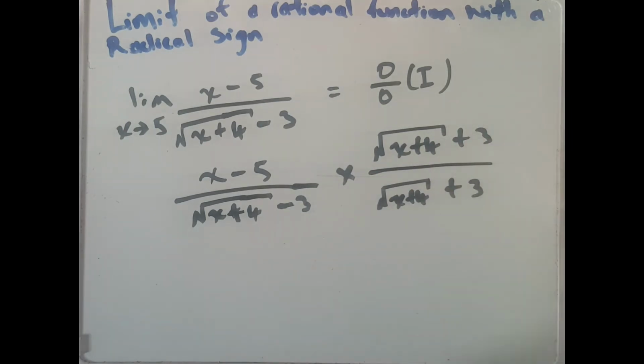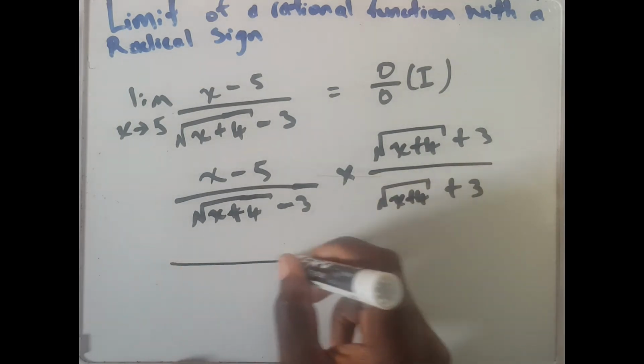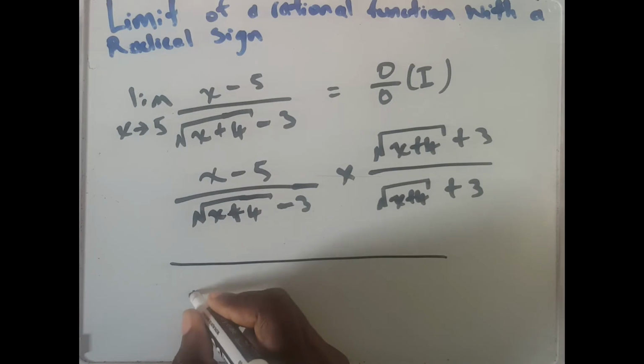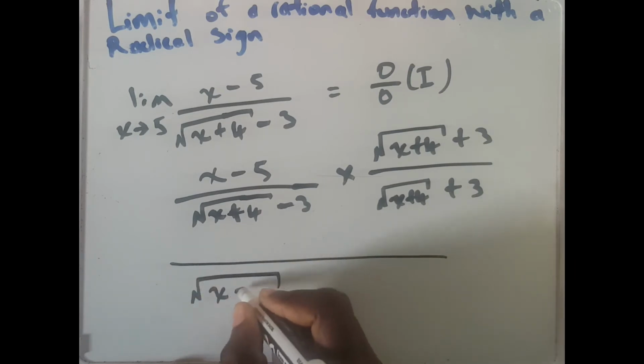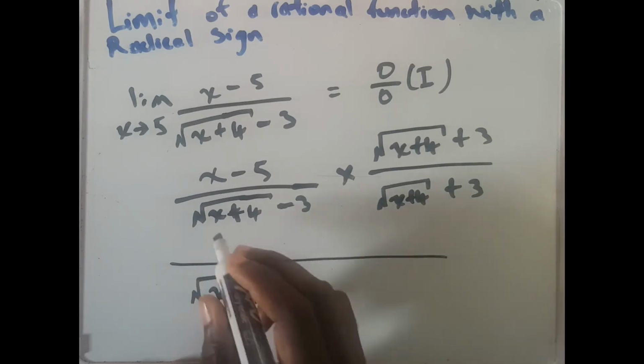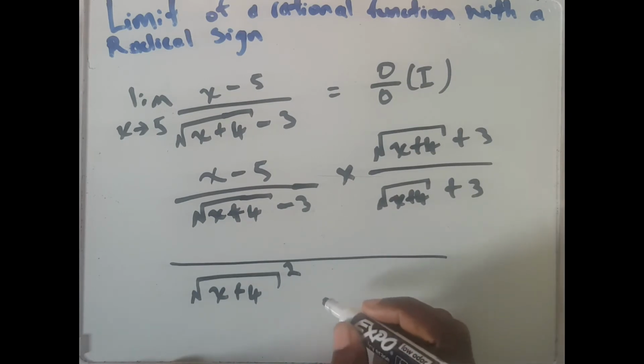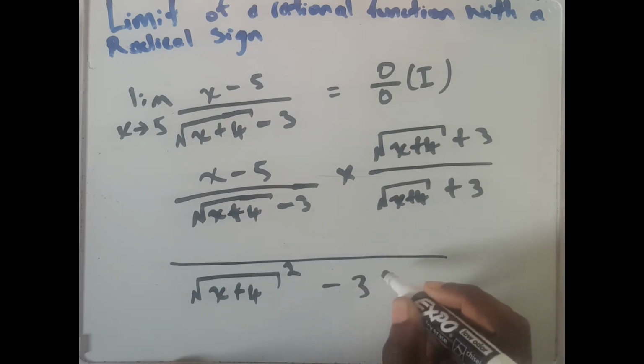Now I multiply these out. Straight away I see that I can write this as, let me do the denominator first, I can write this back as root x plus 4 squared, because there are two root x plus 4, minus 3 squared.